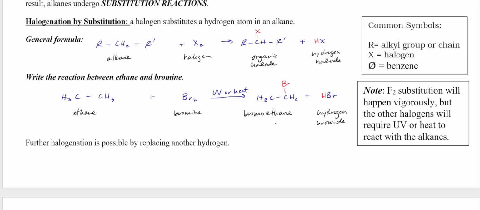We can then take bromoethane and substitute it again by this process. So this one I'm not going to color code, I'm just going to show you. It's got the bromine, so I'm literally taking this molecule right here. I add more bromine to it under the presence of UV or heat, and I can get another bromine added on.